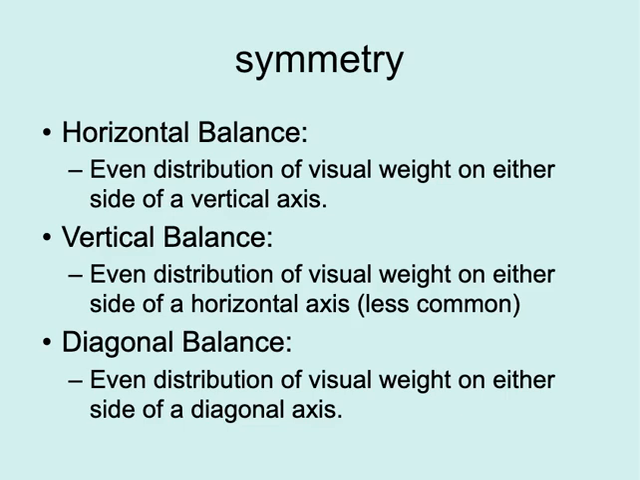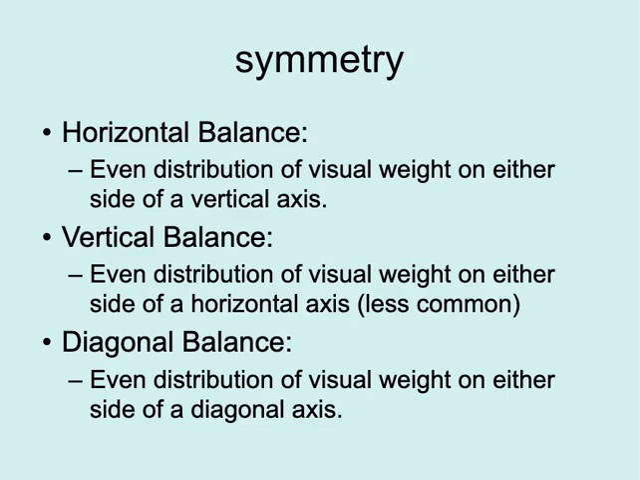Another type of balance is horizontal balance. That's even distribution of visual weight on either side of the vertical axis. So that's kind of a different way of going about it. It's not very common, and even less common is vertical balance. That's the even distribution of visual weight on either side of a horizontal axis, meaning that that goes up and down. Like I was saying, we read left to right, so the horizontal symmetrical balance is more common than the vertical balance. Please don't trouble yourself with vertical balance for this course.